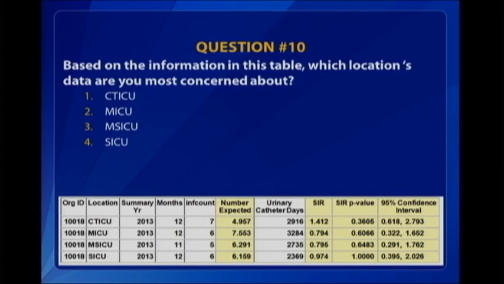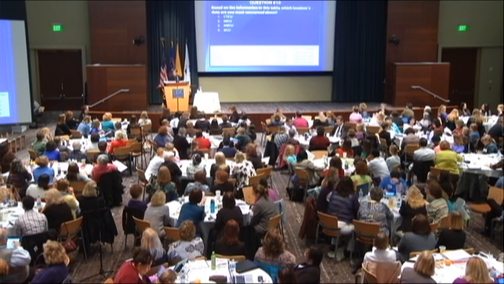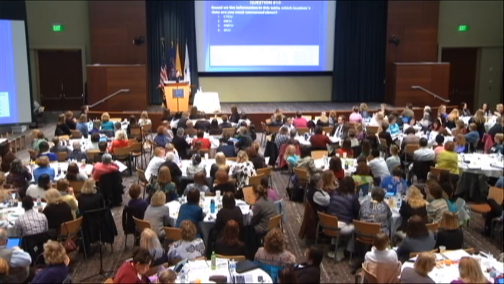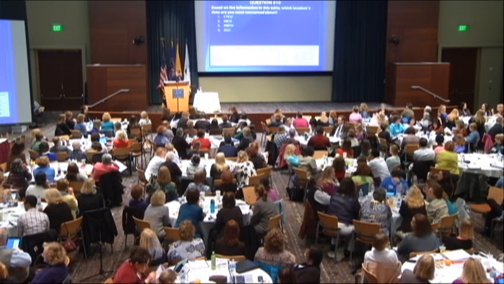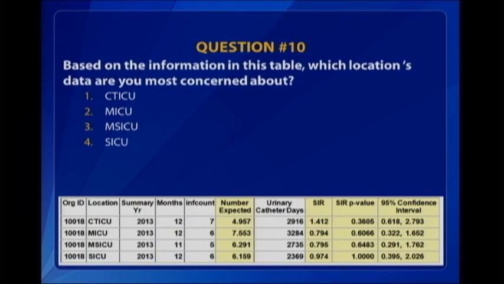So, based on the information in this table, which location's data are you most concerned about? It's a voting question. I'm interested to see what you guys have to say about this. The options are: one, the cardiothoracic ICU; two, the MICU; three, the med-surg ICU; or four, the surgical ICU. So you can begin voting. I see a lot of you are already voting. Okay, 8 seconds left. Okay, so let's see what you guys said. And there could be more than one right answer.